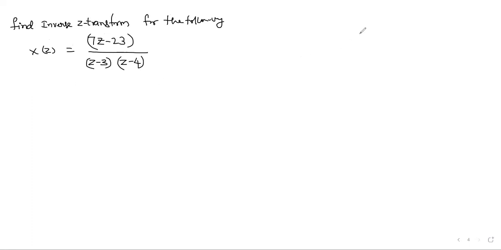What is step number 1 I told? You just write whatever the given equation is, step number 1. They have given that find x of n, and the ROC is |Z| greater than 4. This is the question given. You don't think about anything. First they give x of z, and they're asking you to calculate x of n. That means you need to find the inverse Z transform.